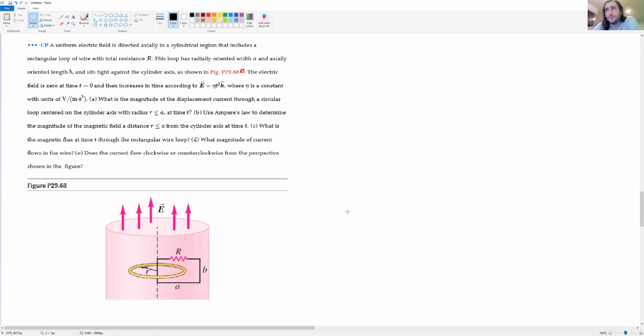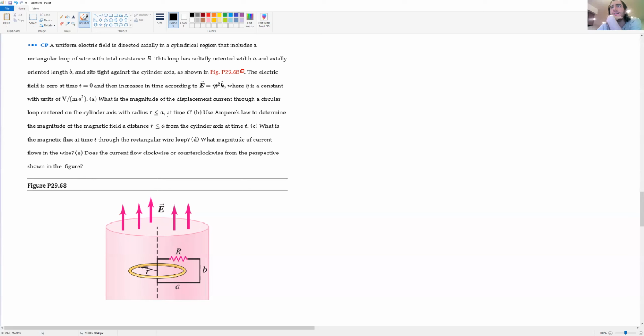Okay, so here's the setup. We've got this cylinder. It's got an electric field which is changing with respect to time, and the question wants us to calculate displacement current. I'm not going to go through the question in detail, just enough to get to the part where the question is, which I'm guessing is part E. So does the current flow clockwise or counterclockwise from the perspective shown in the figure?